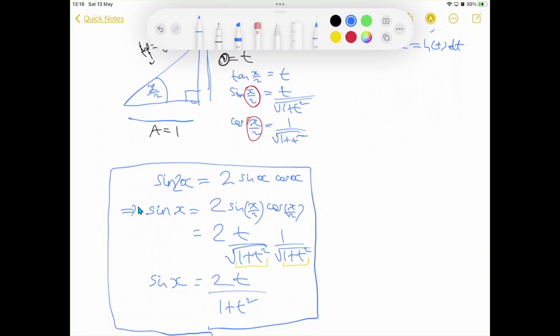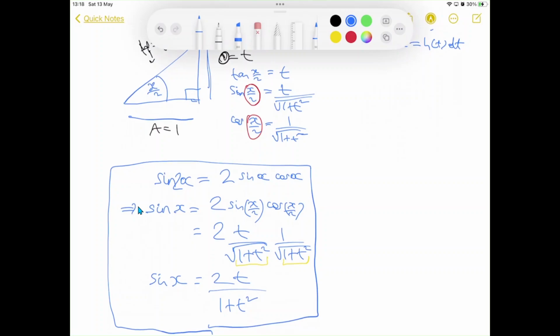Another addition formula that you'd need to know for A levels, for probably Calc 2, is this. Cosine of 2 alpha is equal to cosine squared of alpha minus sine squared of alpha. And there are many forms of this identity because of the fact that cosine squared of alpha plus sine squared of alpha equals 1.